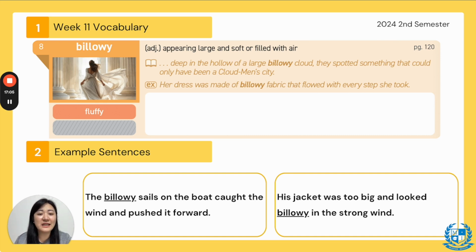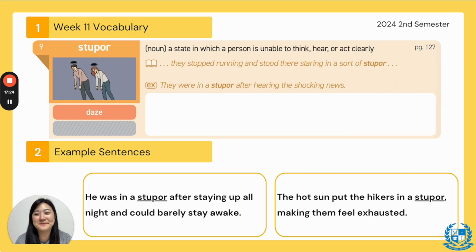Next it says his jacket was too big and looked billowy in the strong wind. This happened to my friend before. Not a boy, but a girl. She wore a big jacket, right? And then the wind was blowing, and all the wind got caught in her jacket, and it went like poof. It made her look really big. Billowy.